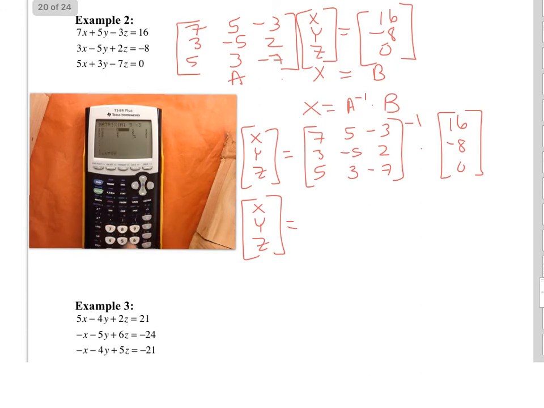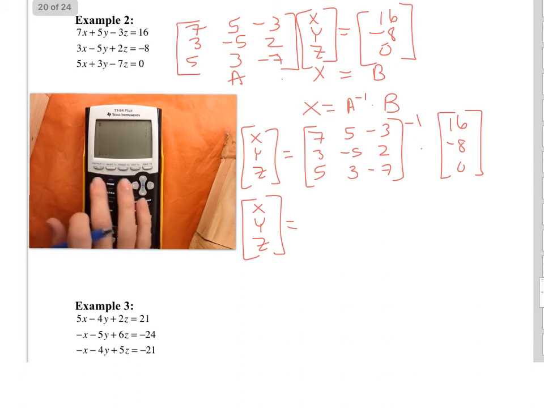We want 7, 5, -3, 3, -5, 2, 5, 3, -7. So just take a second to double check that you've entered everything correctly to ensure you're going to get the correct answer. Quit out, go back into your matrix menu, over to edit, choose matrix B this time. It is a 3 by 1. You want 16, -8, and 0. Again, take a second to double check you've typed everything correctly.